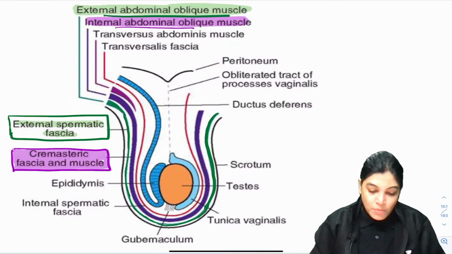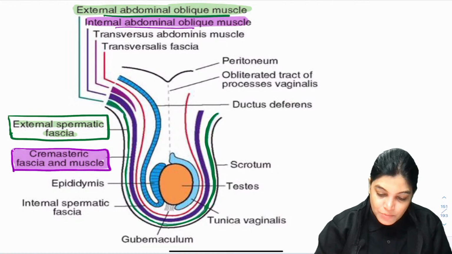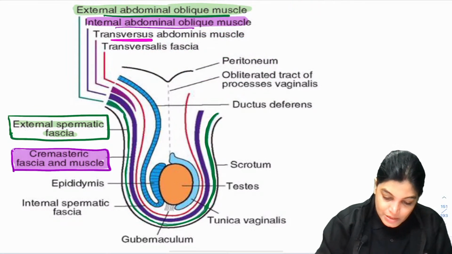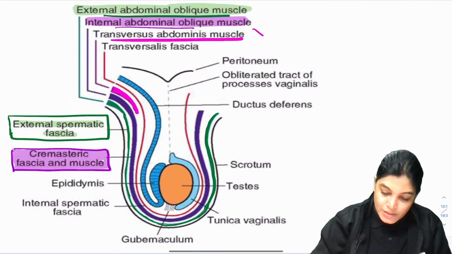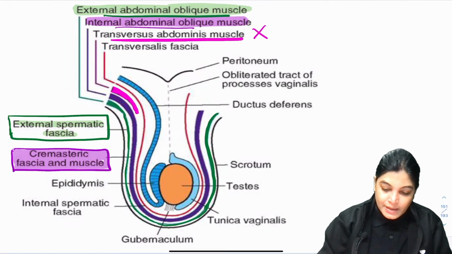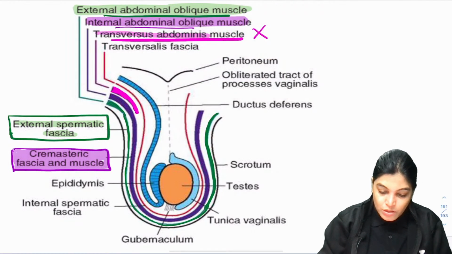Now, transverse abdominis muscle. When I am talking about transverse abdominis muscle, so this is transverse abdominis muscle, and you can see the transverse abdominis muscle is ending here itself. It is not continuing. So transverse abdominis muscle is not forming any layer. Transverse abdominis muscle, please note down, it is not forming any layer of the spermatic cord.